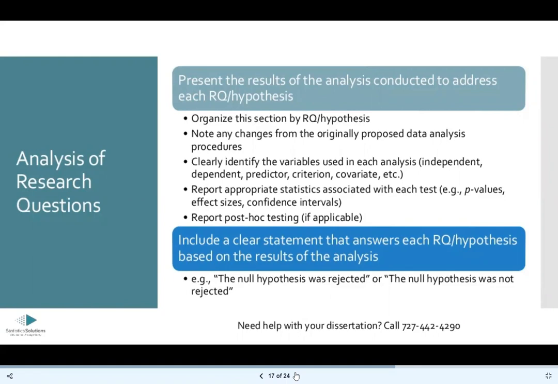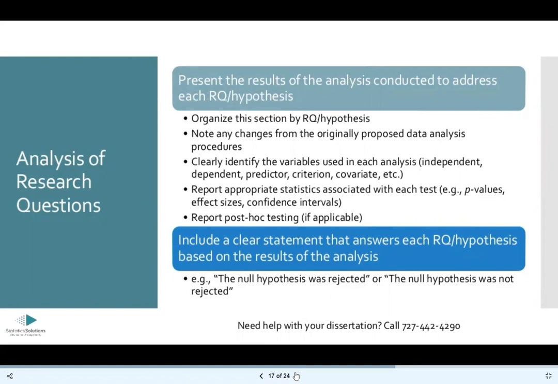Now, for each analysis, you'll want to clearly identify the variables that are used. So if you're doing something like a t-test or an ANOVA, you want to clearly identify your independent and dependent variables. If you're doing a correlational analysis like a regression, you want to identify your predictor variables, your criterion variable, and any covariates that you included in your analysis.